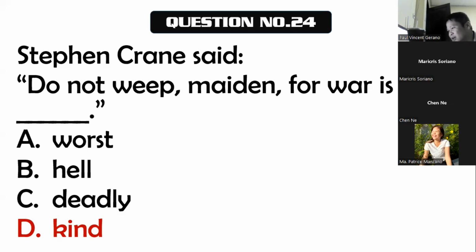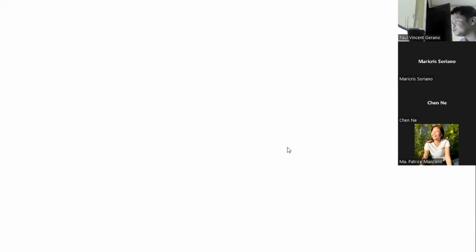So Stephen Crane here tells the woman not to cry because war is kind. And actually, this is an irony. Because actually, the truth is, ang opposite nito ay yung sinabi ni Buddha. Ano ang sinabi ni Buddha? War is hell. If Stephen Crane said that war is kind, Gautama Buddha said war is hell. Okay, so this is irony. Now let's go to question number 25.